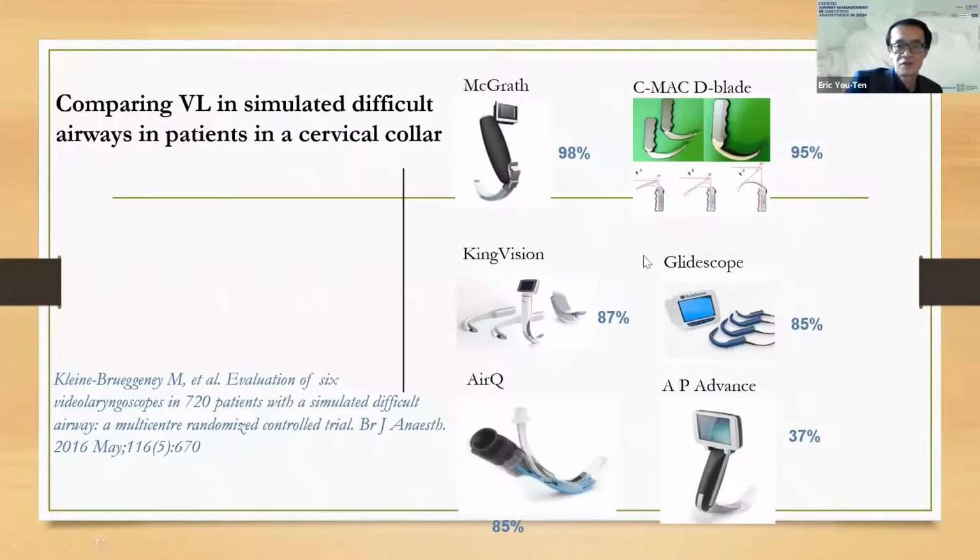And this is a study looking at different laryngoscopy devices, video laryngoscopy. This was a simulated difficult airway in which a collar was added to a patient undergoing general anesthetic. They pretty much have a fairly high first pass success, except for the AP Advance, which was the lowest at 37%. Perhaps it's because of the way the device is designed, or perhaps people are less experienced with it. As you can see, the Storz C-MAC video laryngoscope was pretty similar to the others like McGrath and King Vision.